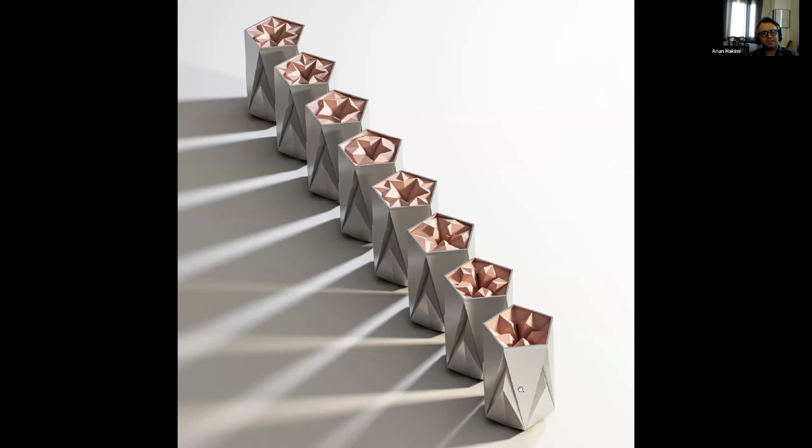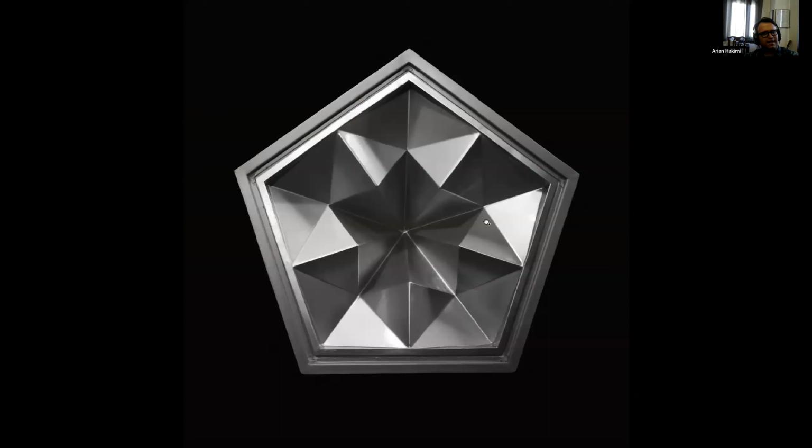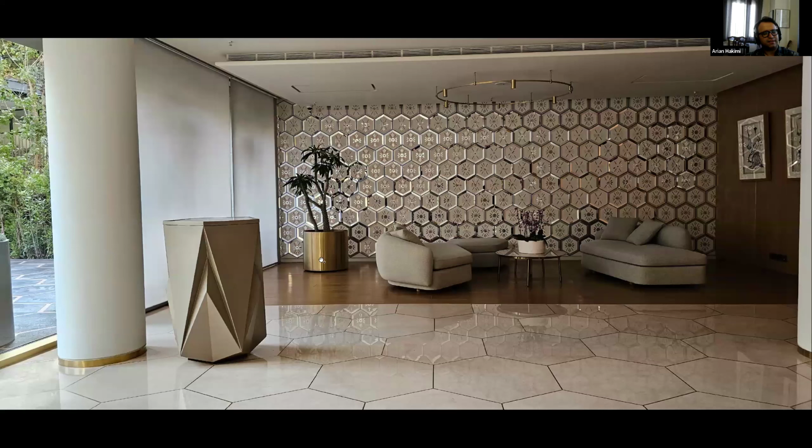We did it step by step. In the first step, the client selected the outer shell. Then we gave them the alternatives for the inner core. And at the end, we built this, and it looks like that. It sits in the lobby of a very luxurious building in the north of Tehran.